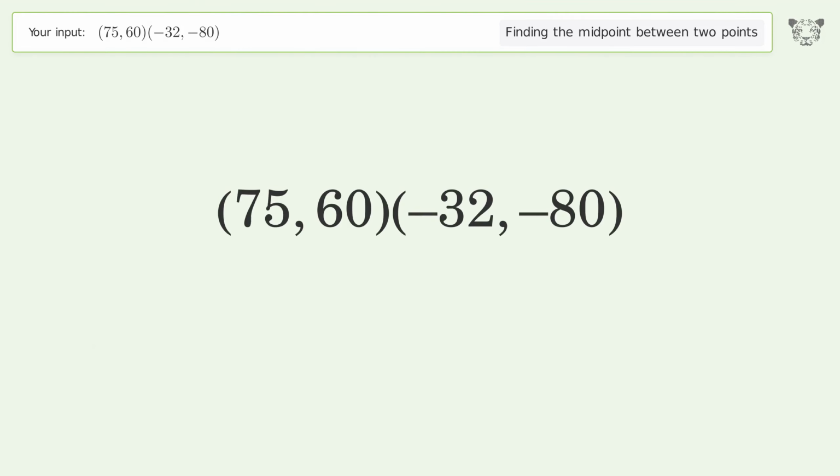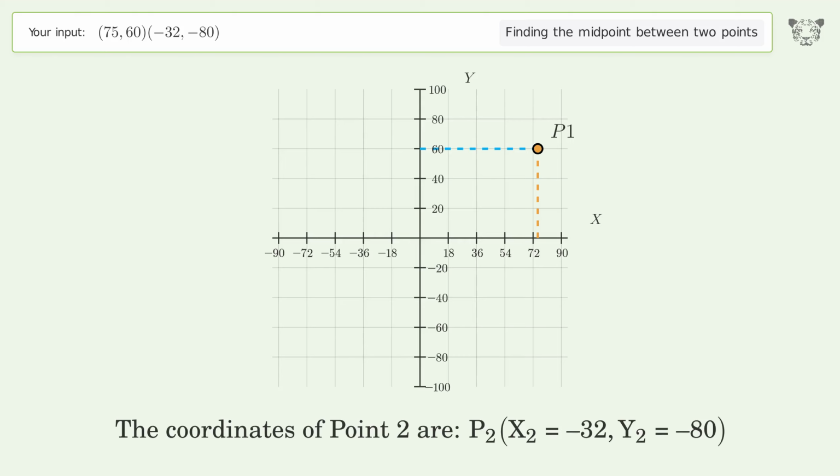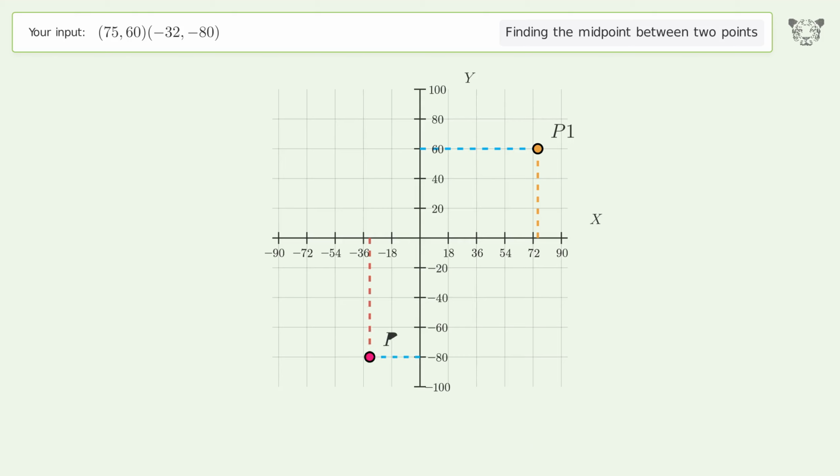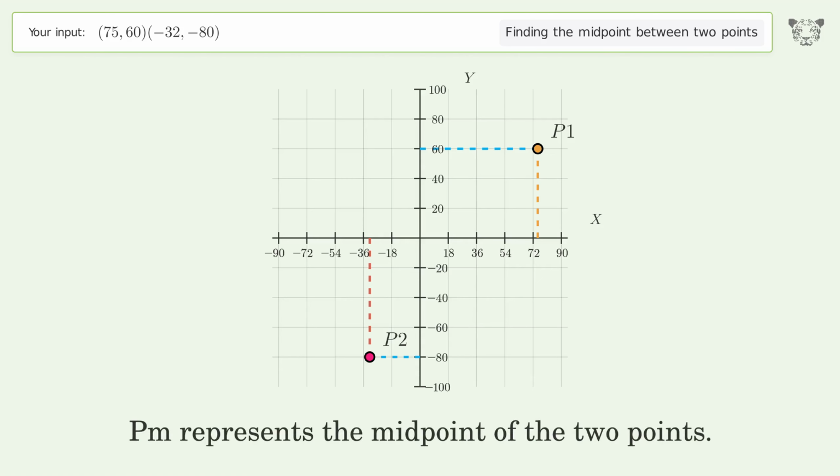The coordinates of point 1 are x1 equals 75, y1 equals 60. The coordinates of point 2 are x2 equals -32, y2 equals -80. PM represents the midpoint of the 2 points.